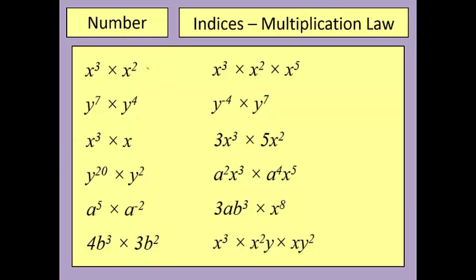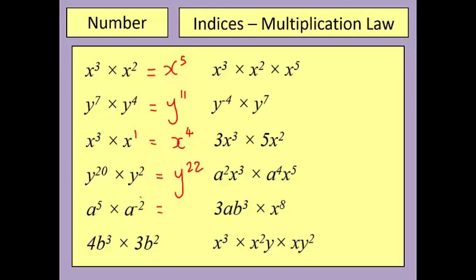Okay, here are the answers then. So this first one we add 3 and 2 to get x to the power 5. The next one we add 7 and 4 to get y to the power 11. This one, well, when we write an x on its own, we actually mean x to the power 1. We just don't normally write that one. So 3 add 1 is 4, x to the power 4. Then we have y to the power 22, because 20 add 2 is 22.